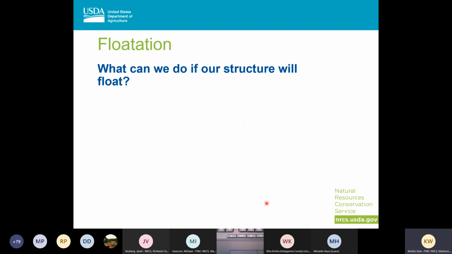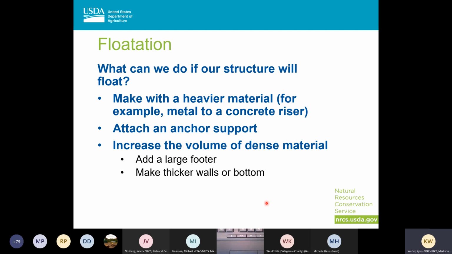So what can we do if our structure is going to float or not meet our requirements? There's a couple options. We can make it a heavier material. So if this was a metal riser, we can change it to a concrete riser that has a denser material. We can attach anchor supports to it. Typically, this is what's going to be done if you have issues with your pipes floating. And we can increase the volume of our dense material. So you could add a footer into our scenario or make the footer even larger. You can make the walls or the bottom thicker. You can make them 8 inches instead of 6 inches thick.